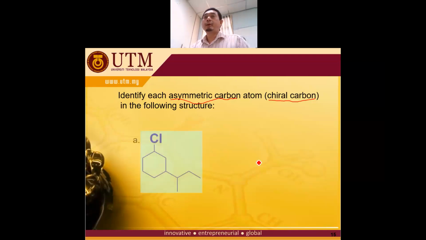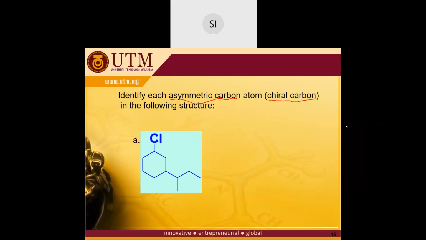I give you 30 seconds to identify how many chiral carbons are in compound A. A chiral carbon means a carbon that has 4 different groups attached. So how many carbons are actually chiral? Anyone try? 1 carbon. Sorry? 3 carbons. Okay, we can check together.